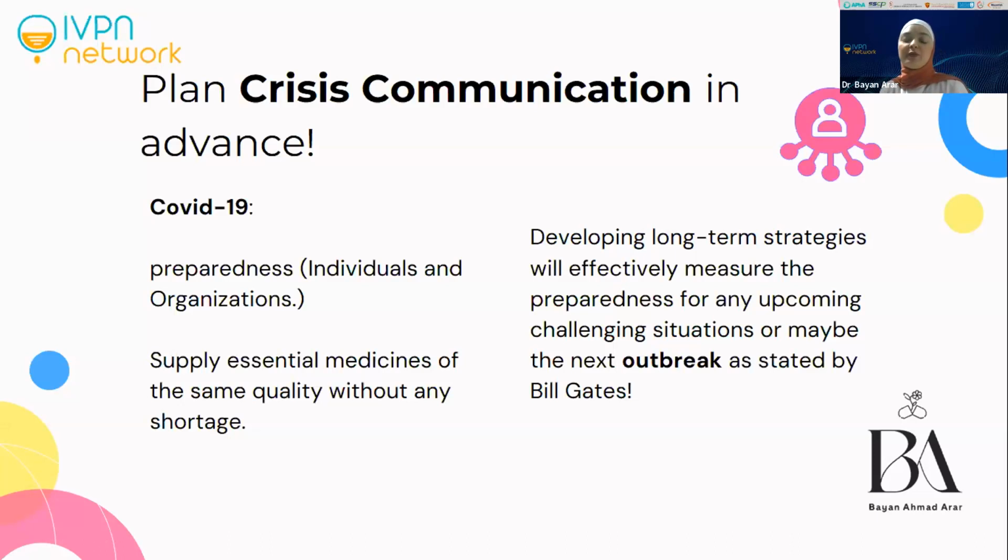So companies nowadays are developing long-term strategies that will effectively measure the preparedness for any upcoming challenging situations, or maybe the next outbreak, as stated by Bill Gates. So people start writing about it. For example, Bill Gates started writing how human beings would interact and what they would do differently if another outbreak came, like the situation we have lived in with COVID-19.